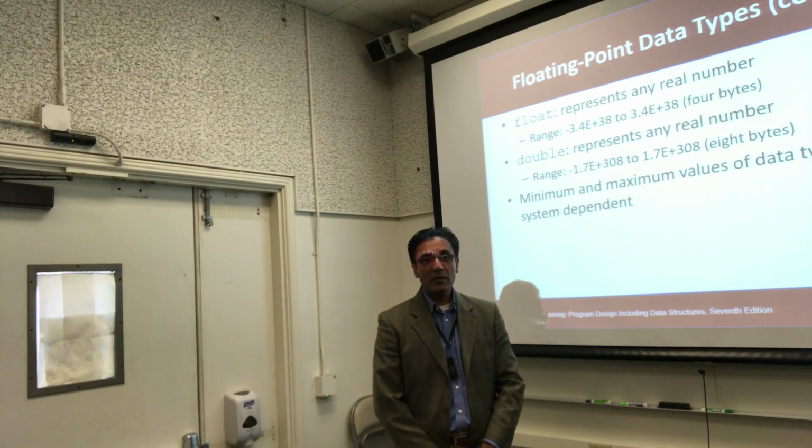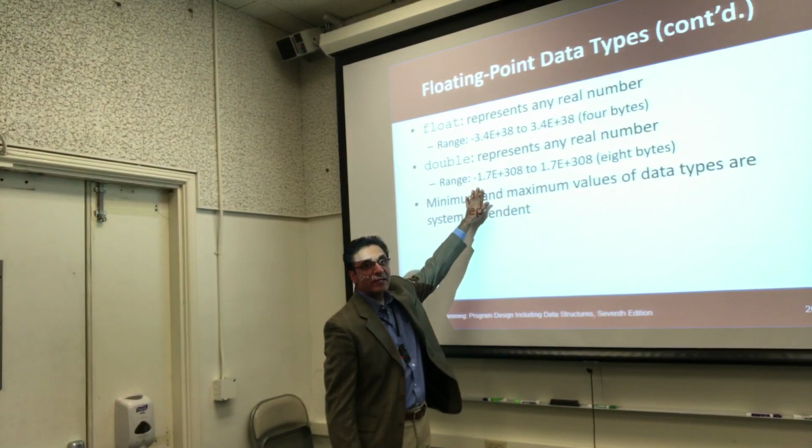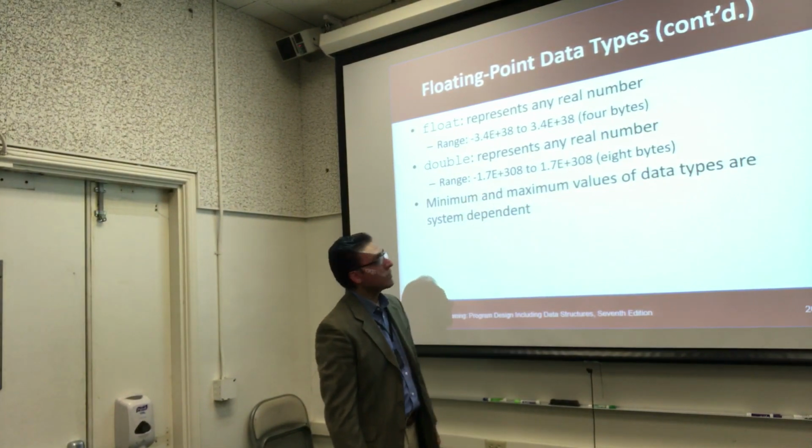Is there a large number? 38 zeros. So you have 6 zeros in a million, 9 zeros in a billion, 12 zeros in a trillion. But this has 38 zeros. So float is a pretty large number. But look at the double. Double can store plus or minus 1.7 times 10 to the power 308.